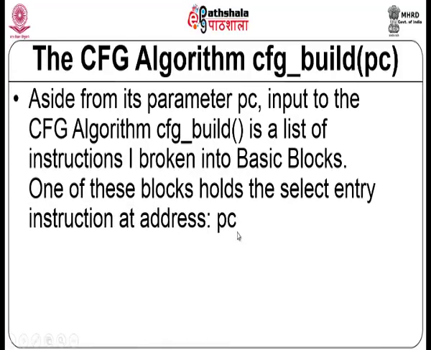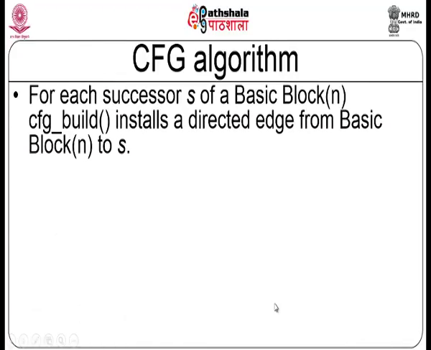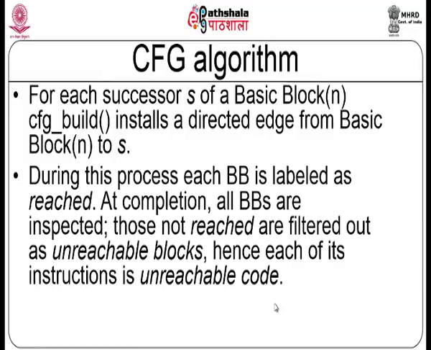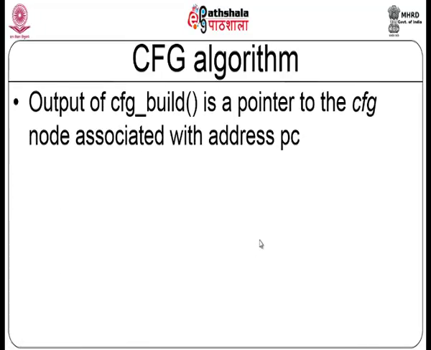This is the simple algorithm where you have an address to a particular position, PC. The algorithm creates a new control flow graph node for each basic block, and for each successor S of a basic block n, the CFG build installs a directed edge from basic block n to S. During this process, each basic block is labeled as reached. At completion, all the basic blocks are inspected, and those that are unreached are taken off, as they correspond to unreachable code. The output of the CFG build is a pointer to the control flow graph, with a node whose address is some PC.